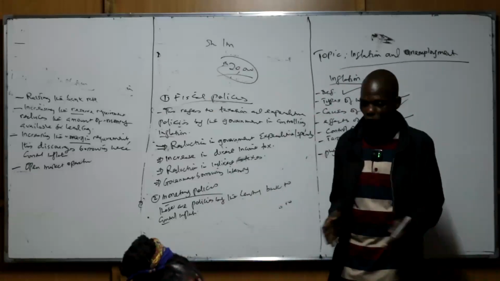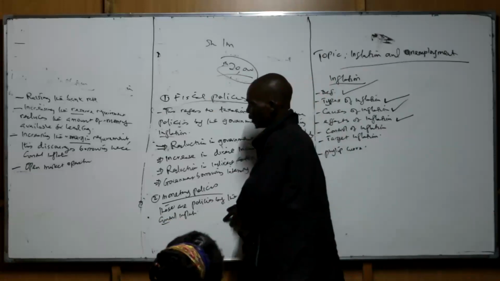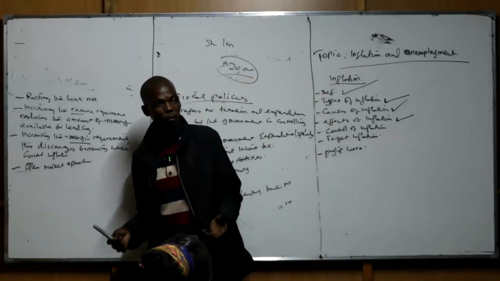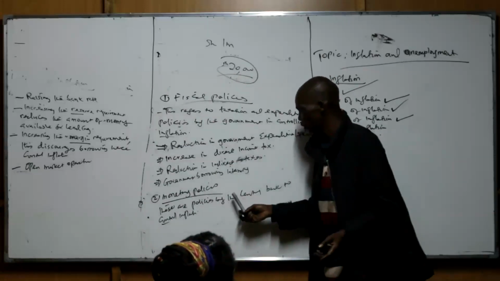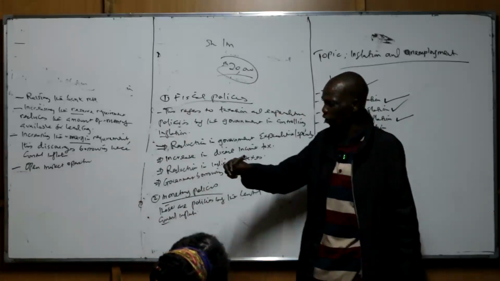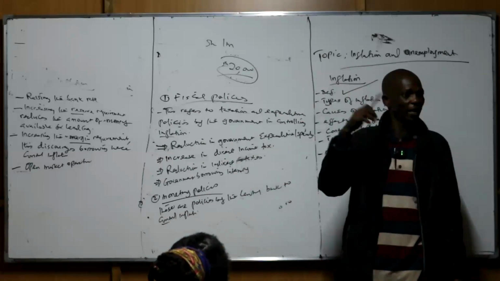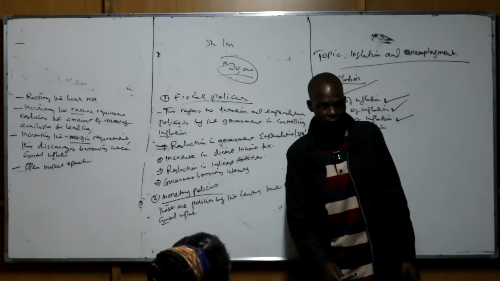So if you are to discuss the ways of controlling inflation, talk about fiscal, monetary, and others. But when the question is specific on monetary, you have to focus on this. When the question is specific on fiscal, you have to focus on that. So it depends. But if the question is general, then you cover all of them.